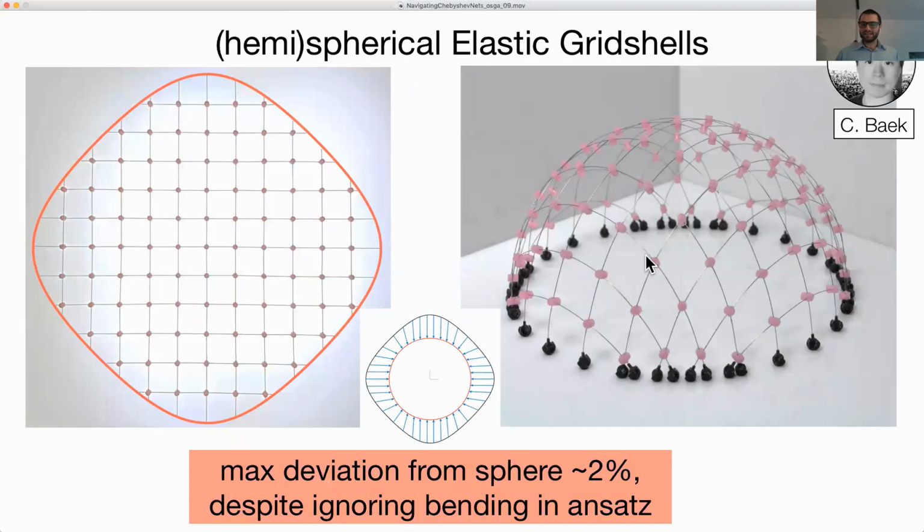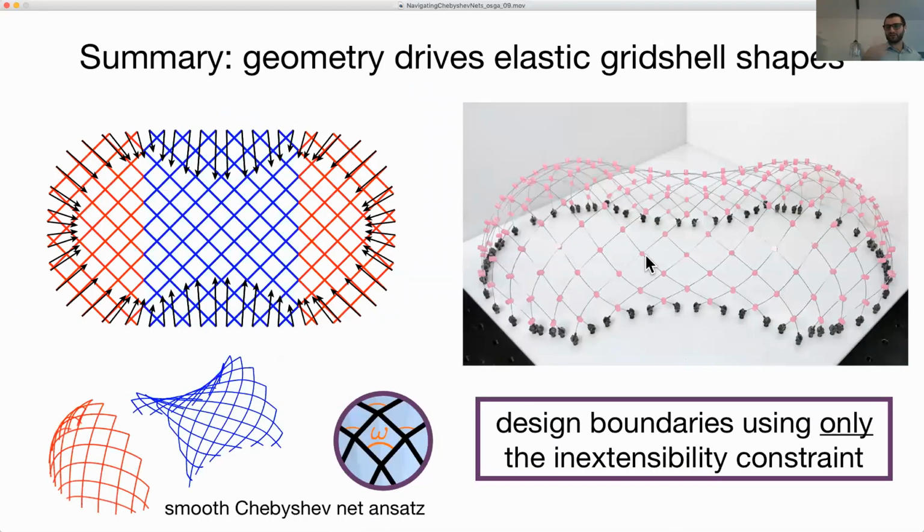And surprisingly, it actually made the shape of a hemisphere, which I was really excited about, right? The deviation from being a perfect hemisphere was only about 2%, even though we had completely ignored this bending energy in the ansatz that we made. And actually, it turned out that we were able to go much further than this.